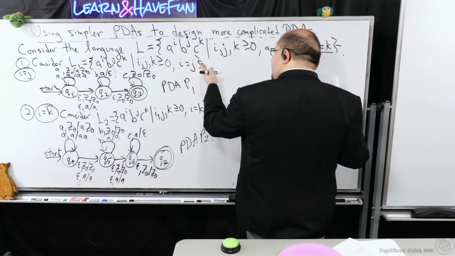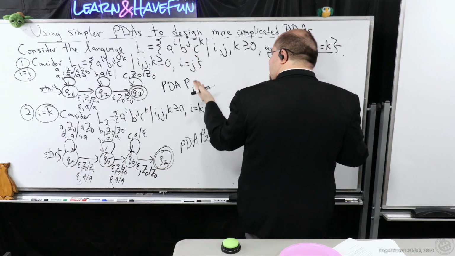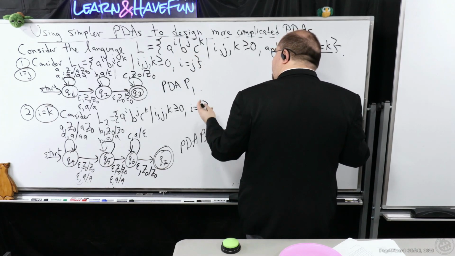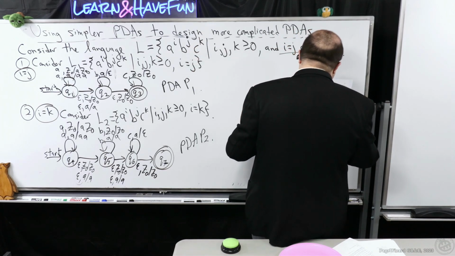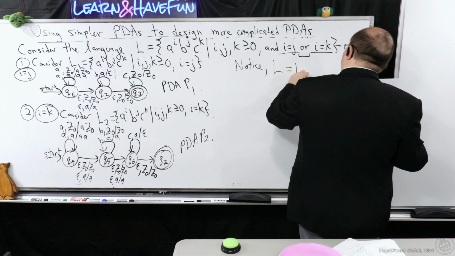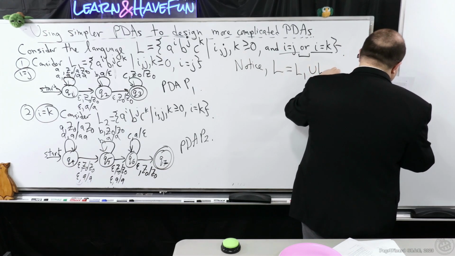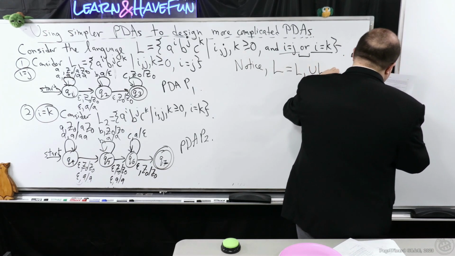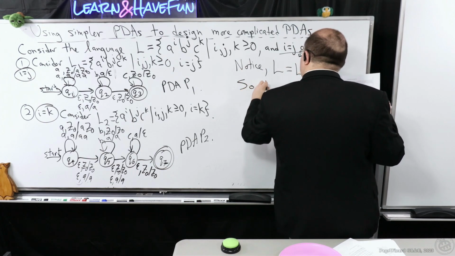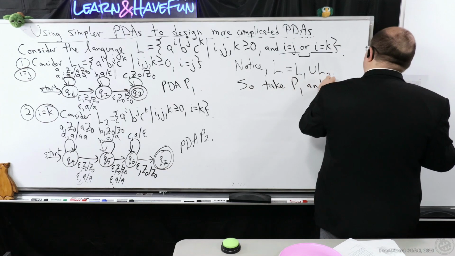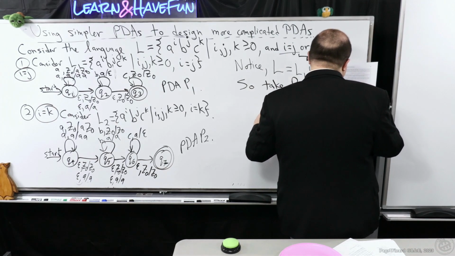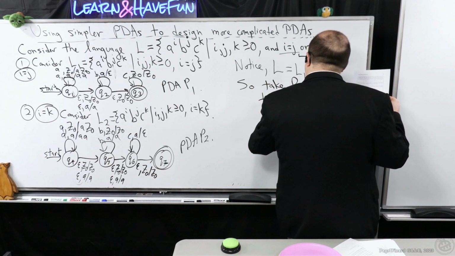One thing you should look at very carefully here is that L1 and L2, if you take the union of these two languages, you get this one. You get language L. L is equal to L1 union L2. So take P1 and P2 together.